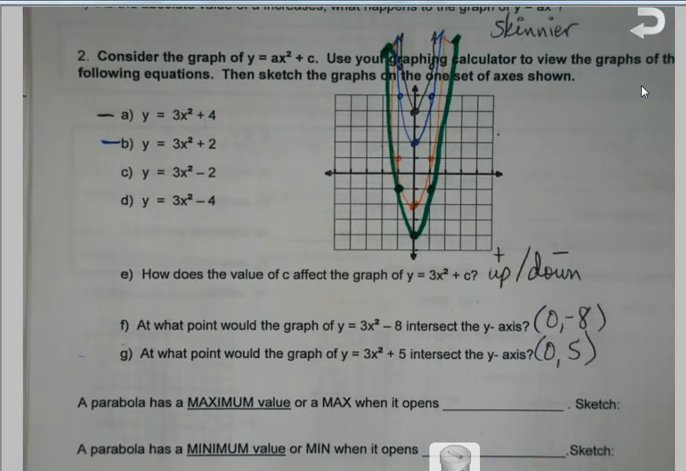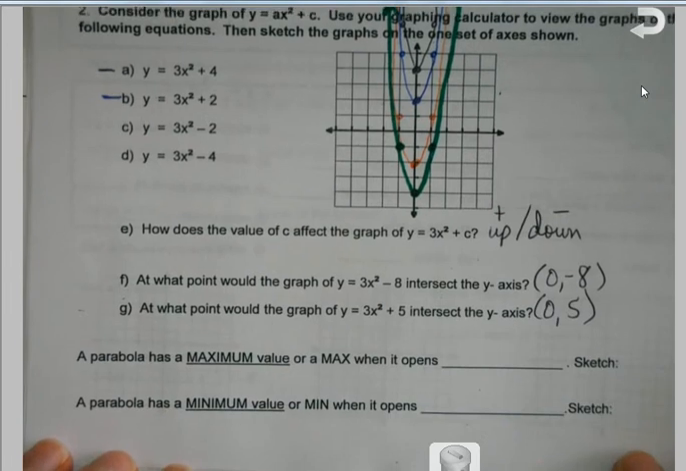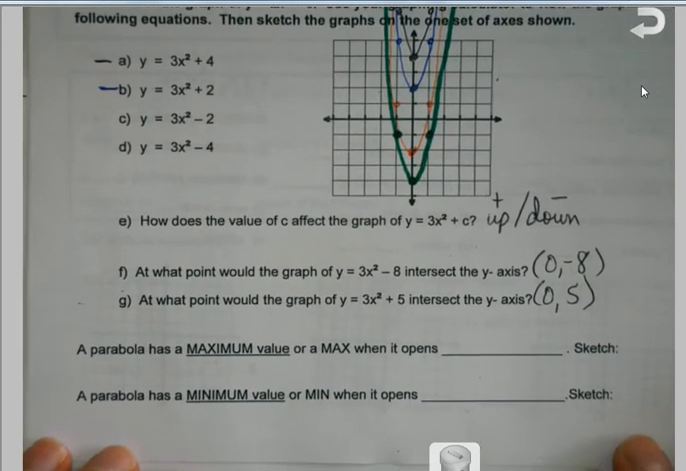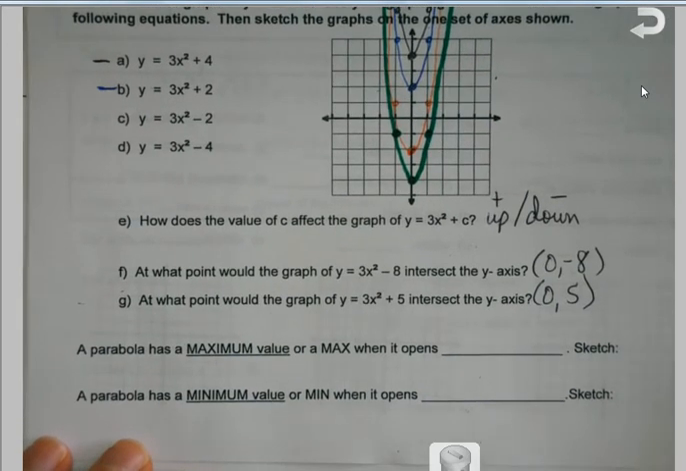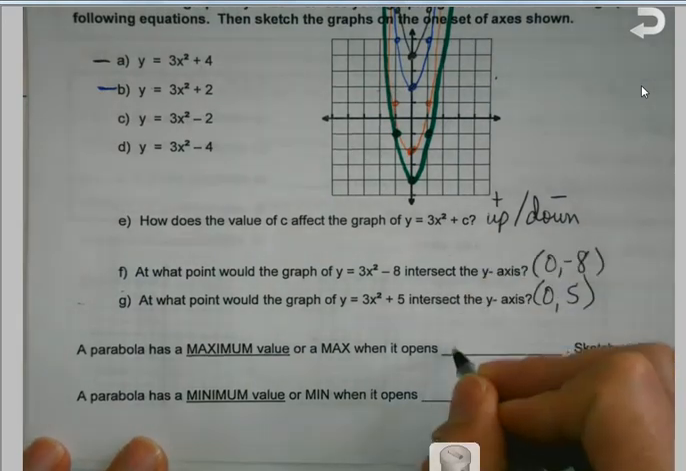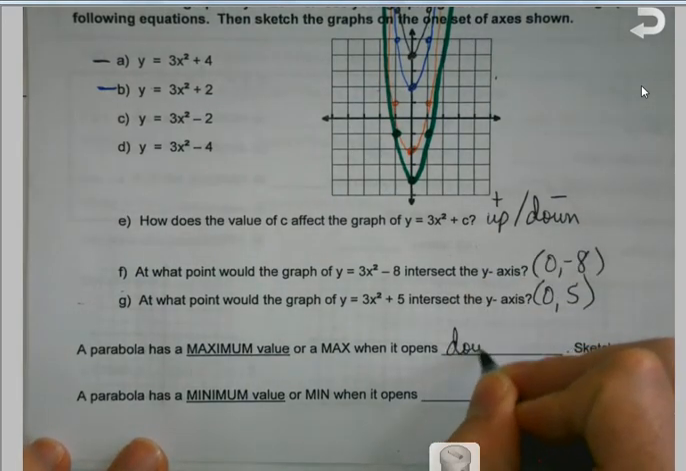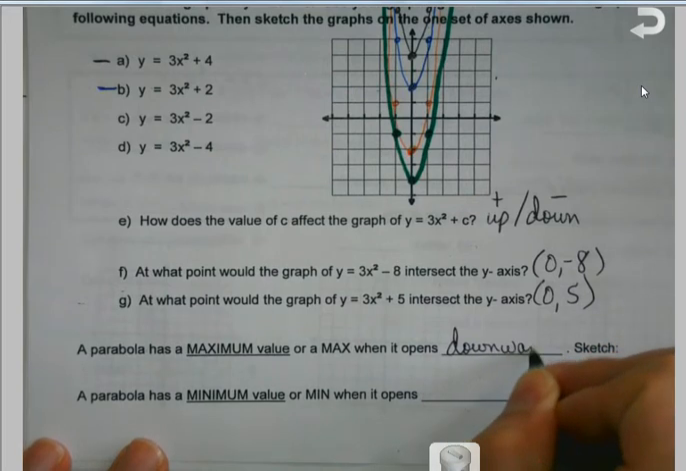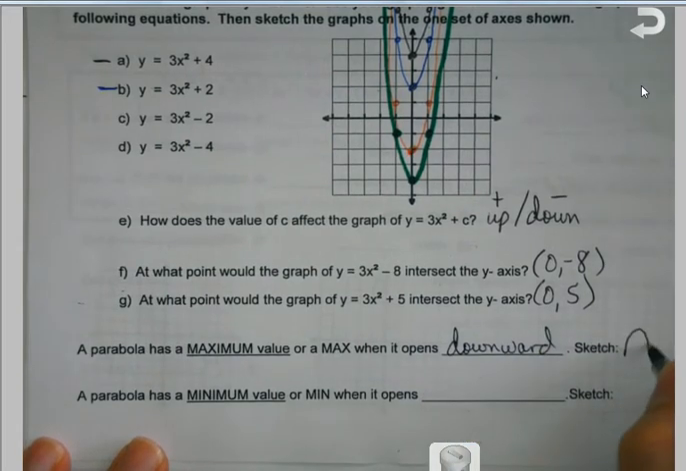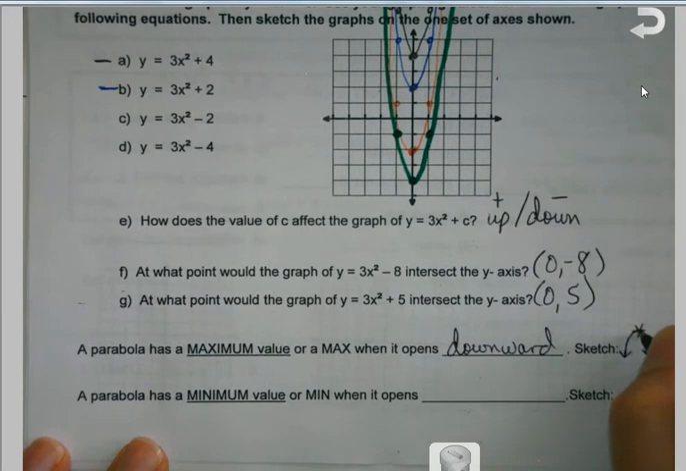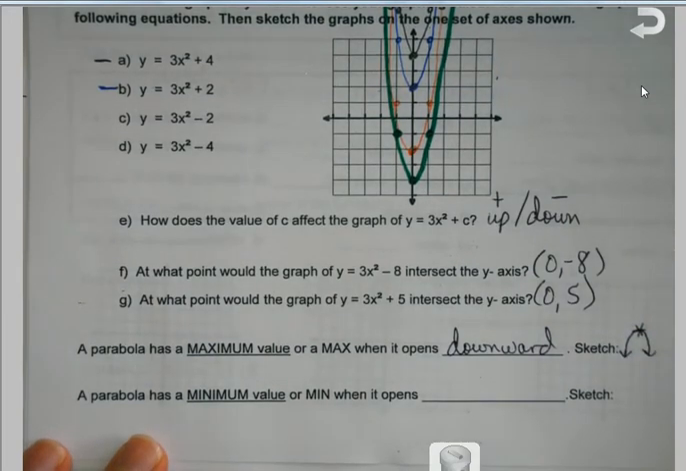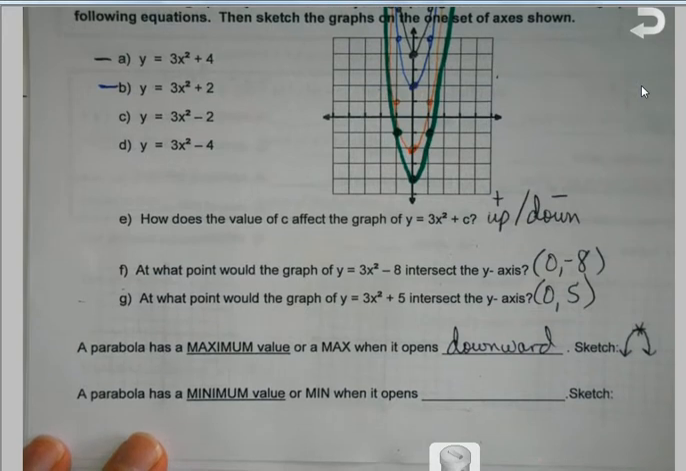So what that's going to lead us into, and we're actually going to start graphing this on the back as we flip, a parabola has a maximum value. So if you're in business, your maximum profit when it opens downward. In other words, if it looks like a hill, that point that's up at the top is my maximum value. It's still going to be the vertex, we just have a specific name for it there.